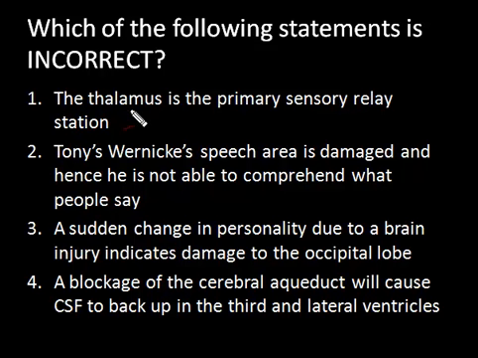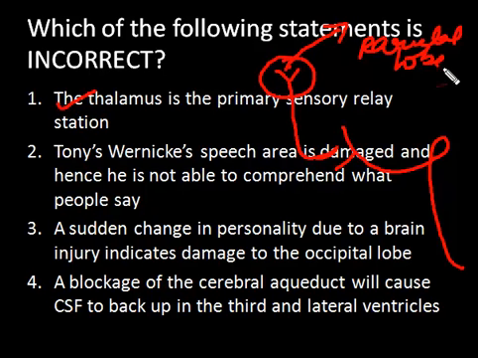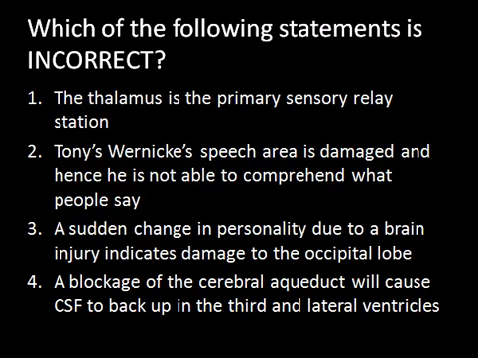So the first statement says the thalamus is the primary sensory relay station. Now this is a true statement. All sensory information that can be perceived comes from the body, travels all the way up, it is three neuronal, there'll be a synapse in the spinal cord or the medulla, then it'll go up, synapse in the thalamus, and then from the thalamus it goes to the sensory cortex, which is in the parietal lobe. So therefore this statement is true.